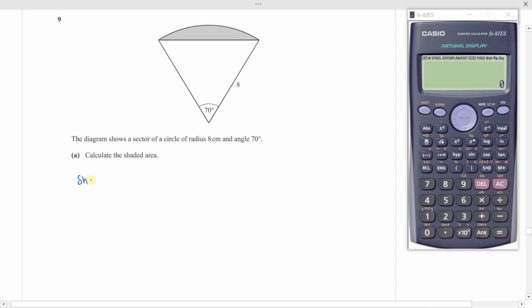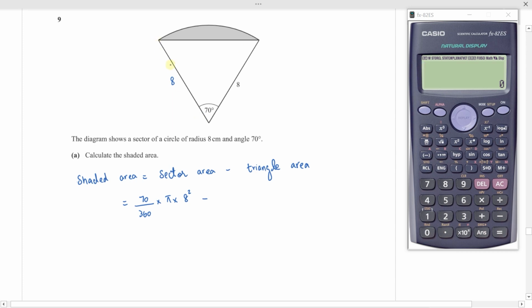So I can write the shaded area is equal to sector area minus the triangle area. So what is my sector area? My angle for the sector is 70, so it will be 70 divided by 360 times pi r squared, and radius r is 8, so this will be 8 squared, minus the area of this triangle. So since this is the radius, this is also the radius, so this side is also 8, and the angle between them is 70 degrees.